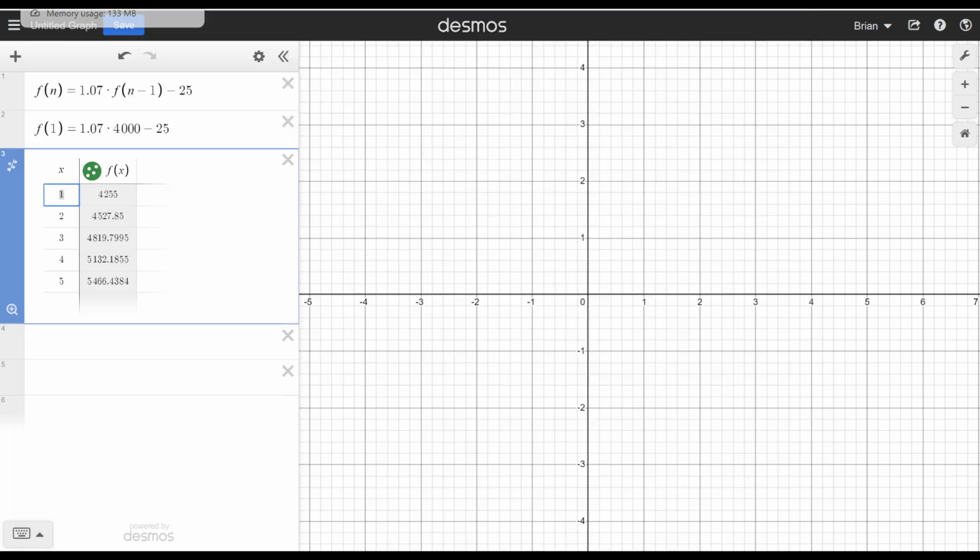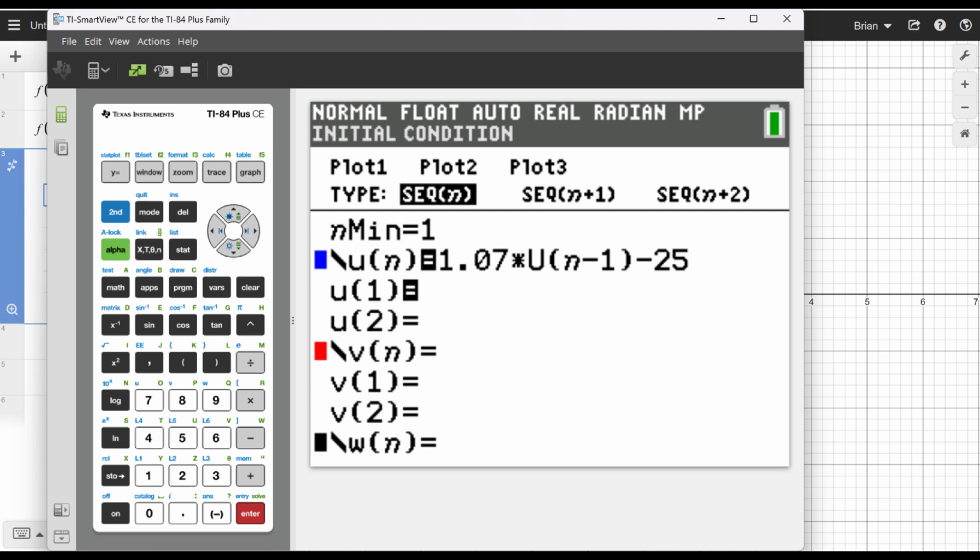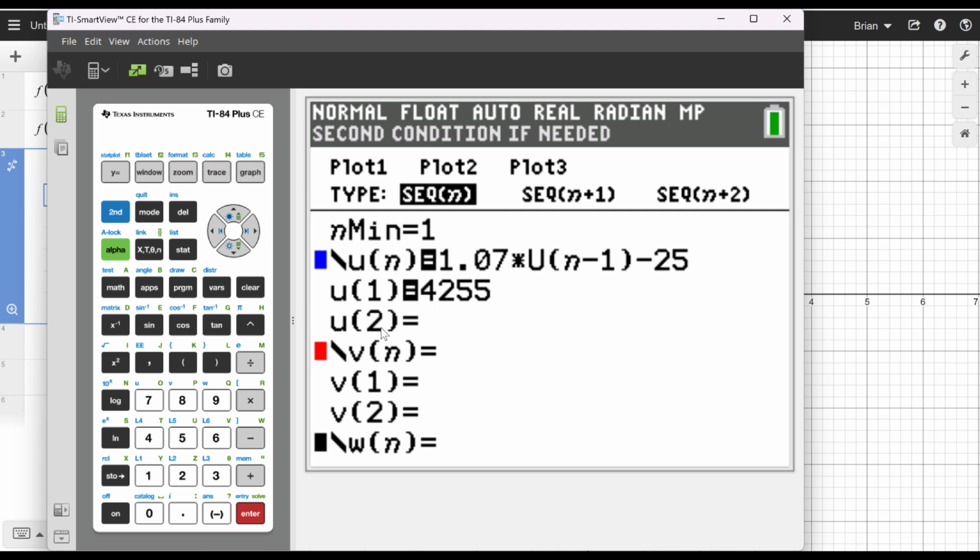So I'm going to go ahead and cheat, right? We had 4255 is that value. So let's put 4255 there. I could also complete the value for when n is 2. I don't have to do that, but I could.